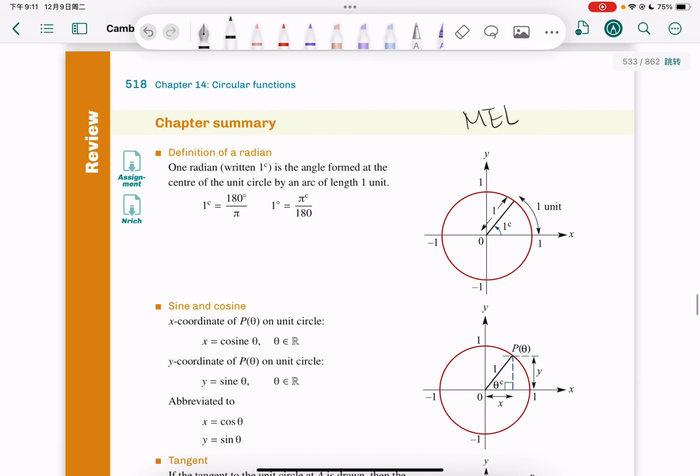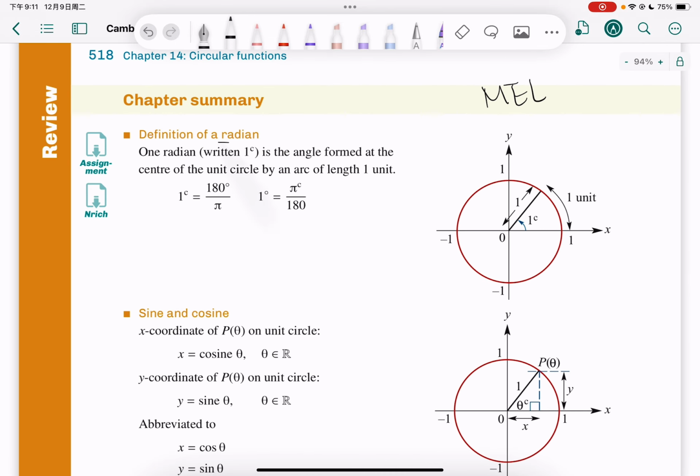First of all, the definition of a radian. So we have degree and radian, and these are two things we interchange. We usually use radian because it's simpler and more useful, but sometimes it's easier for you to know which one is bigger or smaller in degrees.